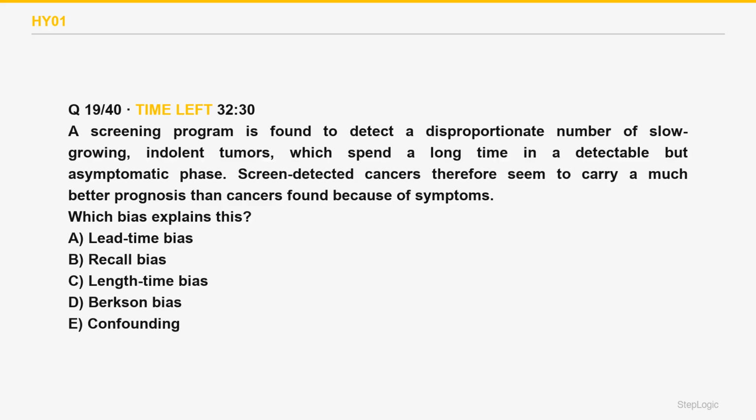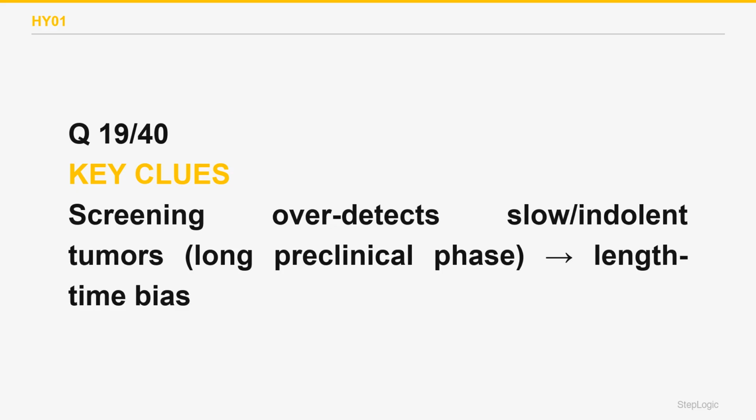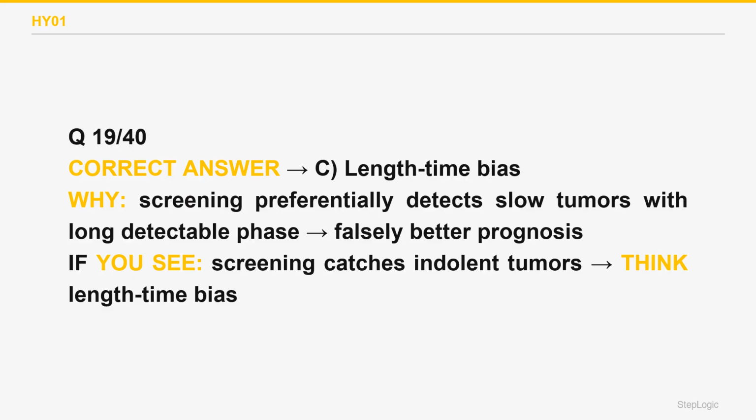Read the command, why screen-detected cancers look more benign. Screening preferentially catches the slow ones. This is length time bias. Slow-growing indolent tumors linger in a detectable preclinical phase far longer than aggressive ones, so a periodic screen is much more likely to catch them. The screen group becomes enriched with biologically favorable tumors, making screening appear to improve prognosis when it is really just selecting less dangerous disease. The correct answer is C.